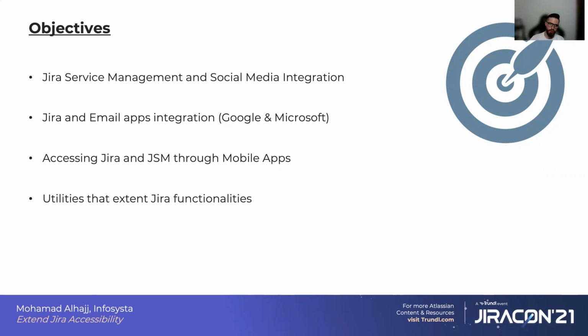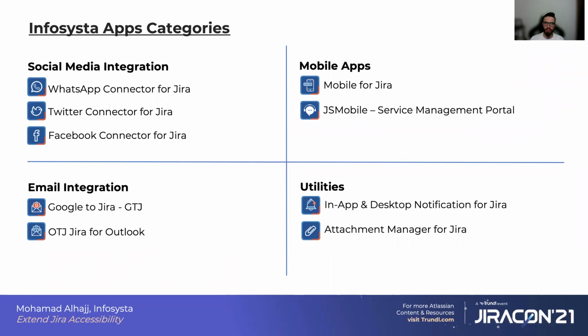So let's start with the categories of the apps that we're going to discuss today. The first category is social media integration. In this category, we have three main apps: WhatsApp connector for Jira, Twitter connector for Jira, and Facebook connector for Jira. For the mobile apps category, we have two main mobile apps: Mobile for Jira, which is the top-selling product, and JSM Service Management Portal, which supports the portal side of Jira Service Management.